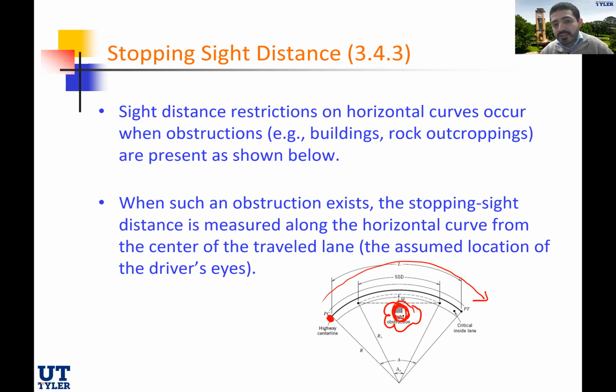So when such an obstruction exists, the stopping sight distance is measured along the horizontal curve from the center of the travel lane. As you can see here, we assume the location of the driver's eye is basically the center of the travel lane.